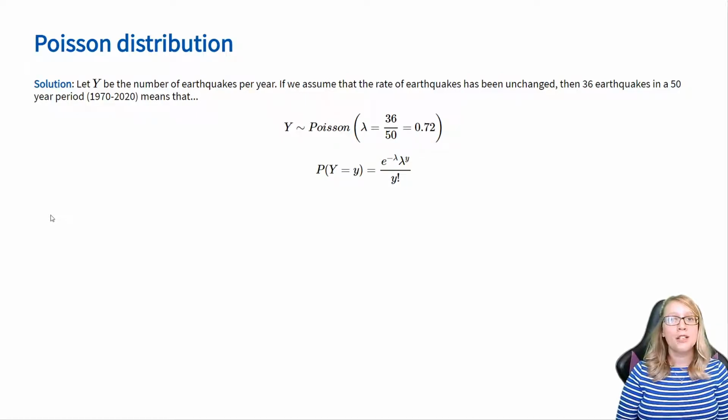So that becomes the lambda in our Poisson distribution. Starting with our Poisson probability mass function, the probability of one earthquake in the next year is e to the negative 0.72 times 0.72 raised to the first divided by 1 factorial. There's about a 35% chance of a major earthquake in the next year.